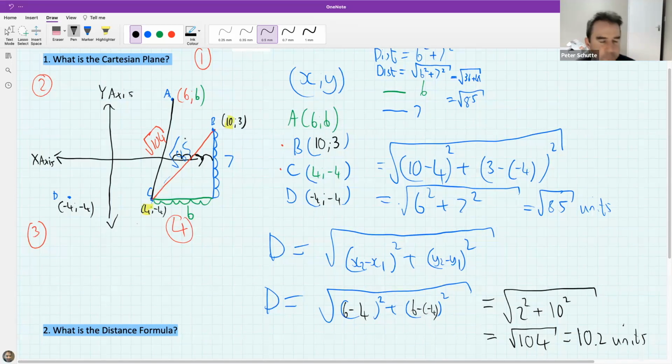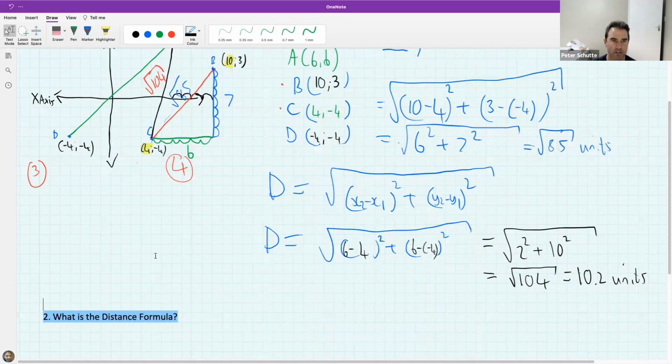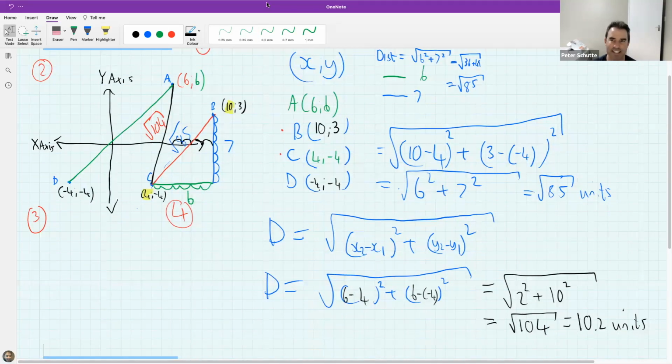All right, now, one more like this before I can feel comfortable. I want you to find me the distance between A and D using the distance formula. Can you find me the distance between A and D?